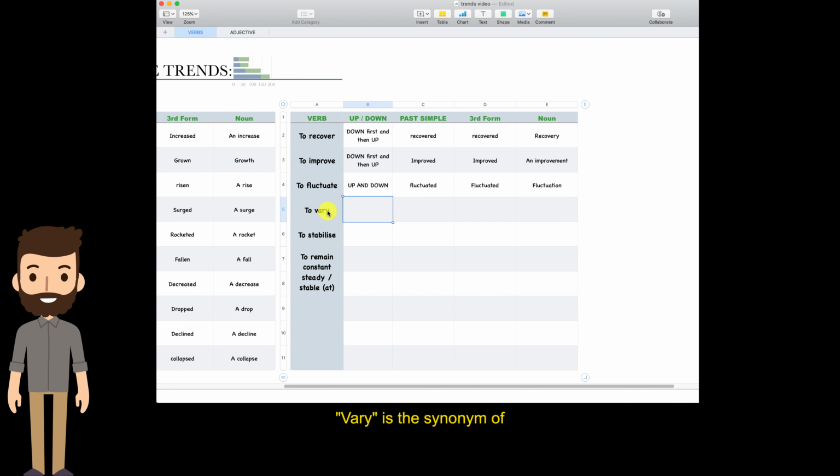Vary is a synonym of the verb to fluctuate. So it's the same, up and down, up and down, up and down. The past simple is varied. Watch the spelling. It's V-A-R-I-E-D, not V-A-R-Y-E-D. Don't make silly spelling mistakes that way. Third form is also varied, and the noun form is a variation. You can also say a fluctuation. It's also fine. Okay, so vary is a variation.